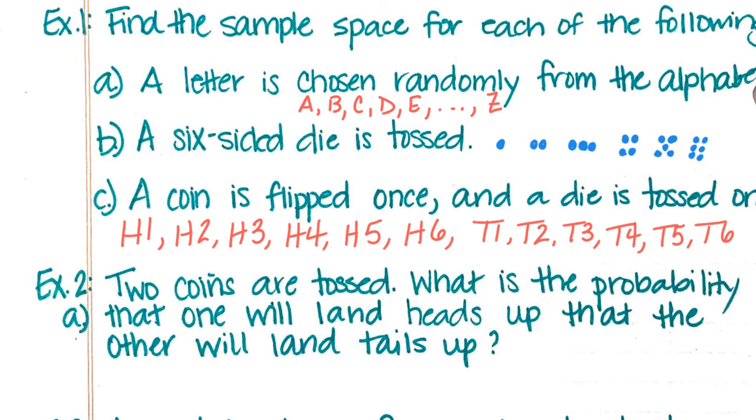All right. 2 coins are tossed. What is the probability that one will land heads up and that the other will land tails up? So I need a heads up and a tails up. But I can also get a heads heads. I can also get a tails heads, and I can also get a tails tails. So my sample space has 4 different options. But because I specifically need heads and then tails, I know it's just going to be 1 out of 4.